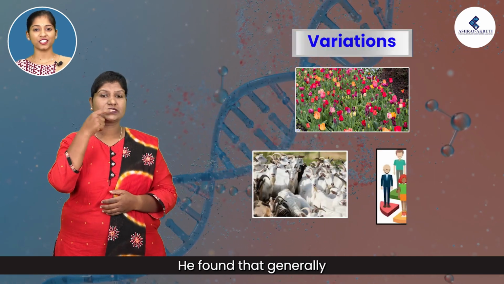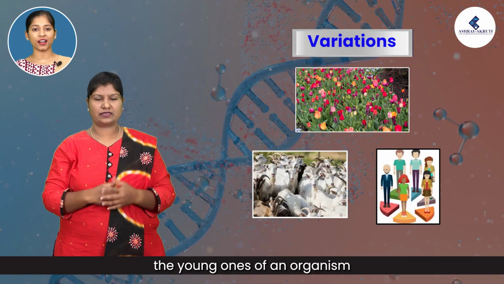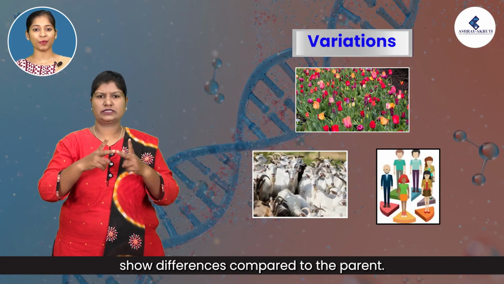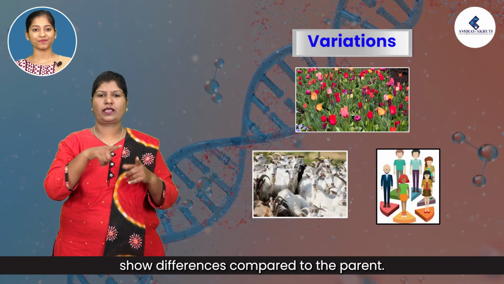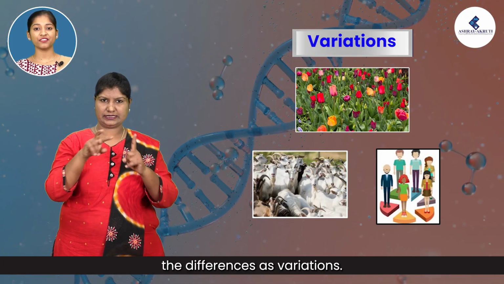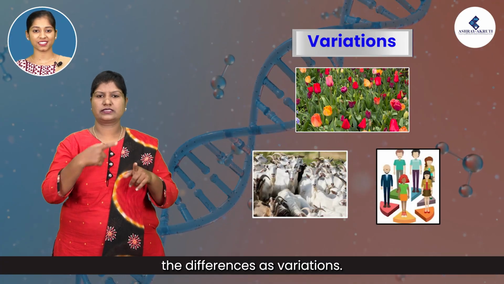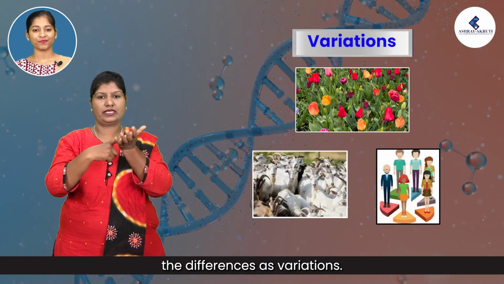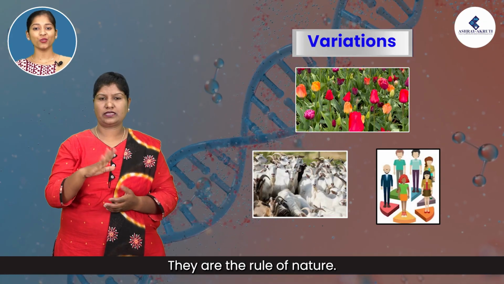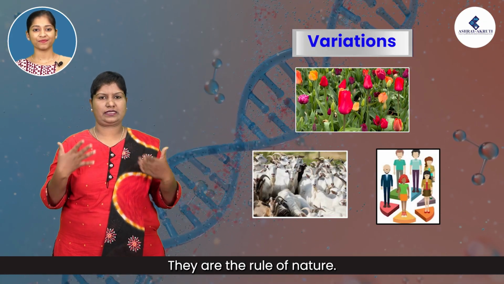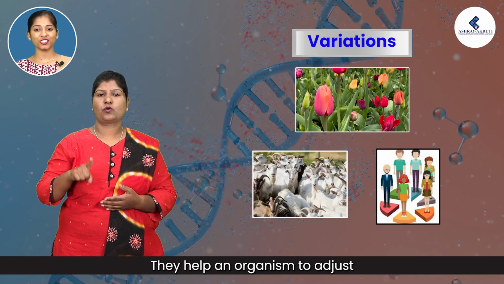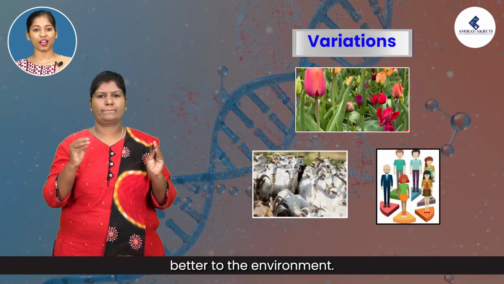He found that generally the young ones of an organism show difference compared to the parent. He described the differences as variations. They are the rule of nature. They help an organism to adjust better to the environment.